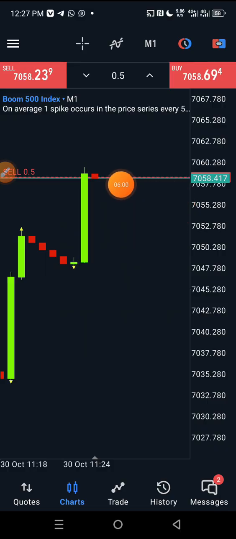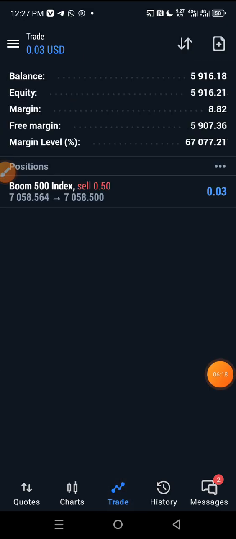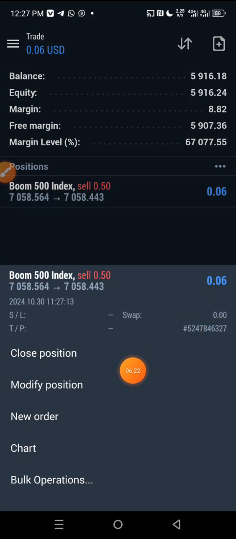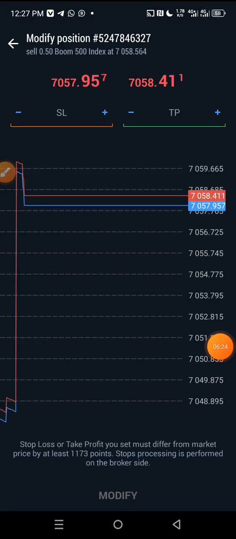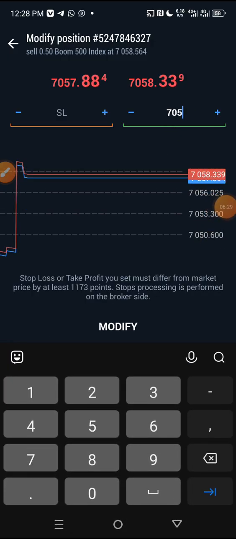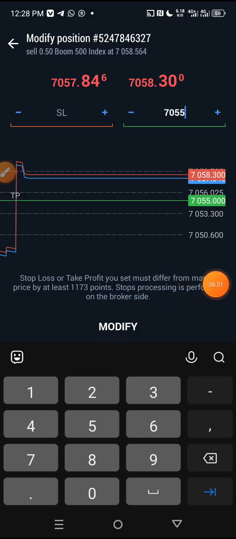If I want to set the take profit for this entry I've made, one way of doing it is to choose the price level where you want it to take. Assuming you want to use 70.55, you go to your trade, click on the trade you executed, press and hold on it, go to modify position, click on take profit and put 70.55. Are you seeing it? You click on modify.